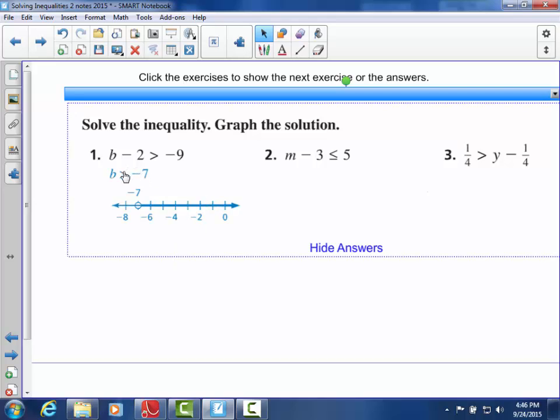Number 1, you should have gotten that b is greater than negative 7 because you added 2 to both sides, and the graph would have looked like this. For number 2, you would have added 3 to both sides and found out that m is less than or equal to 8, and your graph would look something like this. And finally, you would have added 1/4 to both sides on this one and found out that y is less than 1/2, and your graph would look something like this.